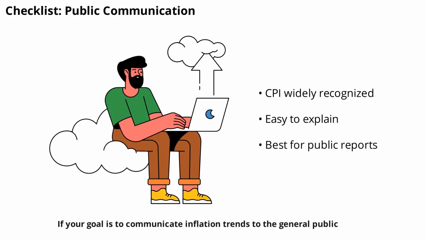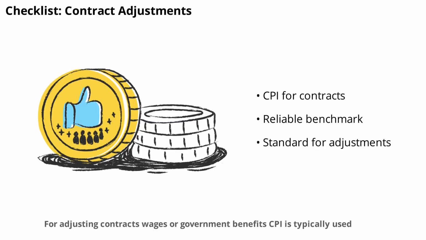If your goal is to communicate inflation trends to the general public, CPI is often the better choice. It's widely recognized, easy to explain, and directly tied to the spending patterns of most households. For public-facing reports or media coverage, CPI's familiarity is a major advantage. For adjusting contracts, wages, or government benefits, CPI is typically used.